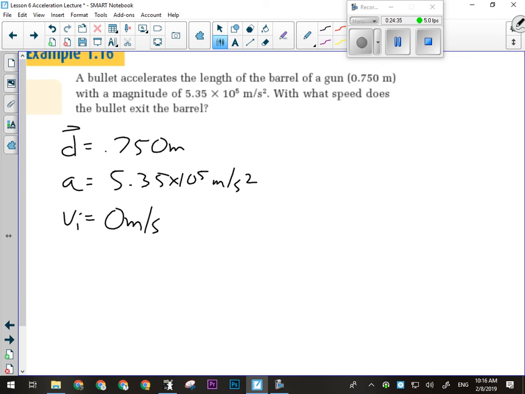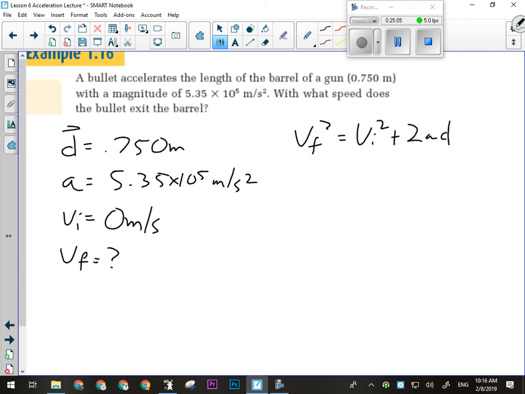We are looking for the final velocity, or in this case actually the final speed, of the bullet as it exits the barrel of the gun. So I'm looking for VF. I've got VF, VI, A, and D. The last formula we haven't gone over yet is this one: VF squared equals VI squared plus 2AD. We are looking for VF, so we still have to manipulate. What do we have to do?